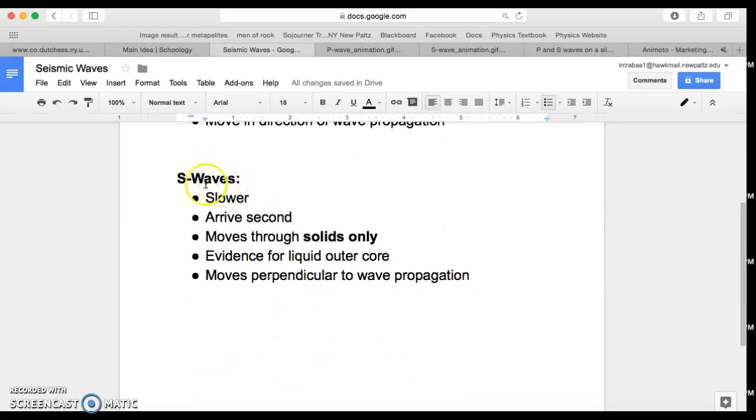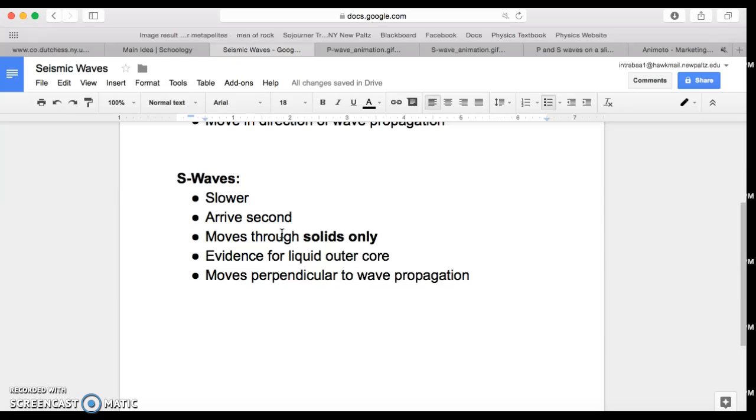S waves are slower, they arrive second, they move through solids only. So when I see S wave, I see S for slower, S for second, arriving second, and especially S for solids. Now, this is very important because the outer core, we realized, is liquid because S waves cannot travel through. And also, at first, we thought that the core was just this big solid thing. So this was very important, a very important discovery.